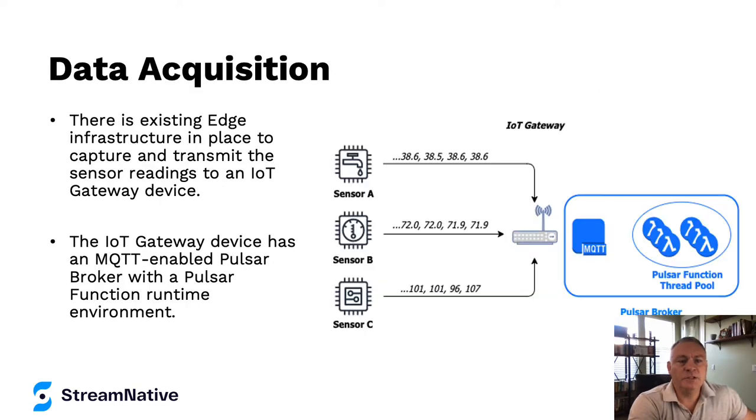Now, from a data acquisition standpoint, the data available is simply the sensor readings on the platform itself. As we saw in the previous slide, there are numerous devices embedded throughout an oil rig, and all of these temperature, vibration, torque, and pressure readings are transmitted to an IoT gateway over MQTT to a Pulsar broker. Inside the Pulsar broker, a thread pool has already been enabled and initialized for executing the machine learning model itself. So this is the environment that we have. This is the data available to the data scientists.